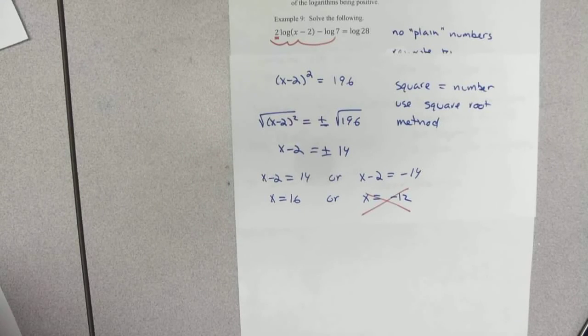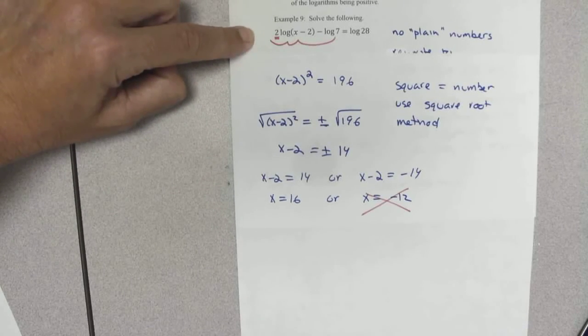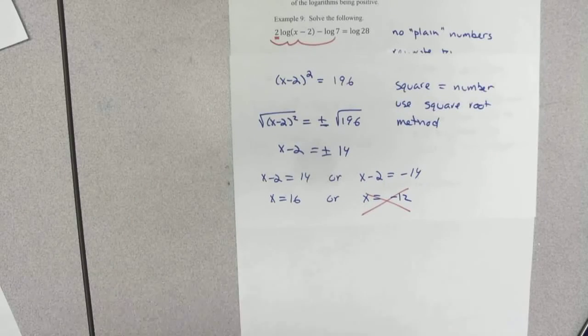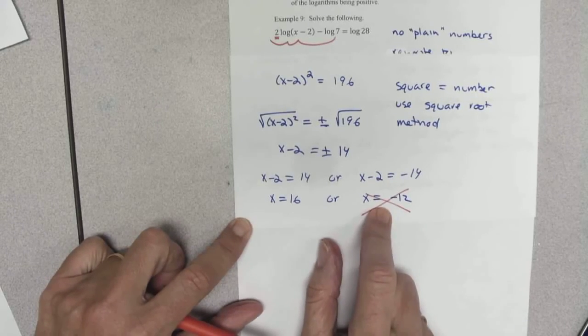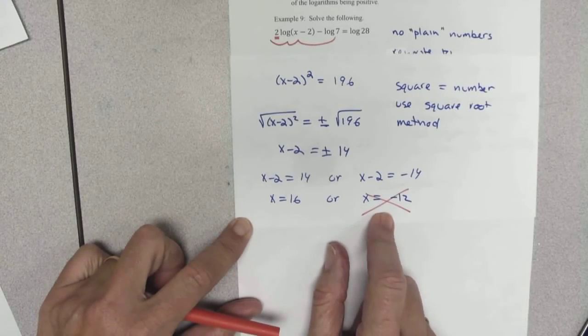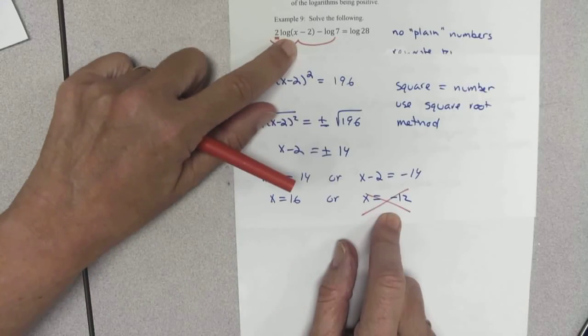Now this one you could fully check out because it's a common log, and we could check the 16 fully by just plugging it in there and seeing if it works. So you could check that one. I'm almost at the end of this video, so I won't. But you always have to make sure that you're not coming up with an extraneous solution. And we did get an extraneous solution here because I can't do that log of the negative.